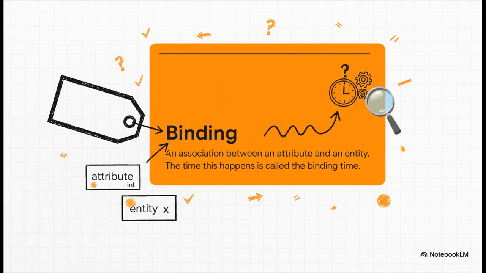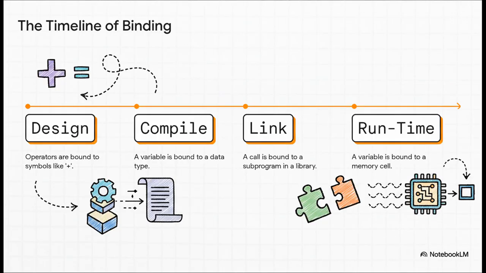call x. But, and this is the most crucial part for our discussion, the real question is, when does that label get stuck on the box? That moment in time is what we call the binding time. And as you can see, this binding could happen all over the place. Some of these decisions get made way back when the language is being designed, like deciding the plus symbol means addition. Others happen when you compile your code or when you link it to a library.